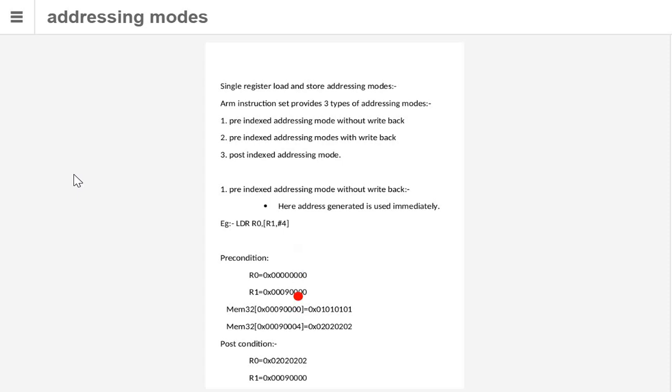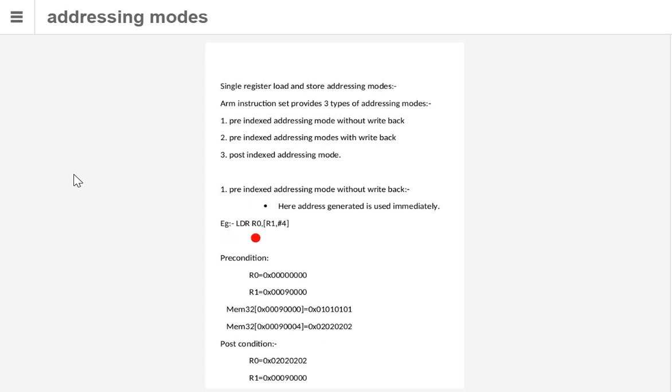I have given a precondition here. Precondition means some initial case I am stating. I am saying R0 is equal to 0 and R1 has the value 0x9000. This is the value of R1. And then I am giving the memory contents: whatever is there in 9000 is 0x010101, and in 9004, I am putting the value 0x020202.